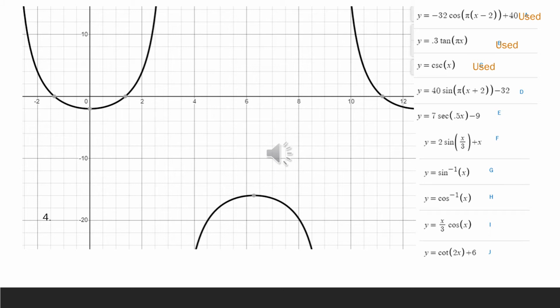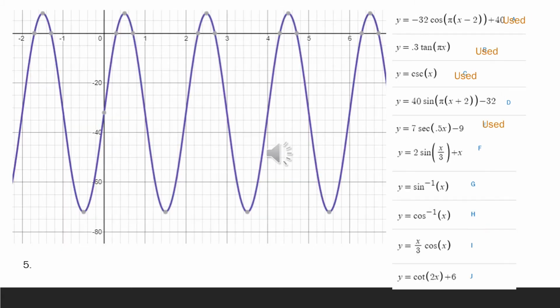Notice the 0.5 multiplying x slows down the cycles, and so I'm only getting 1 cycle per 2 pi. So if you look from 0 to 6, we're only getting 1 cycle, and it is shifted down to -9, and the distance between the -9 and the bottom and tops of the u's appears to be 7.